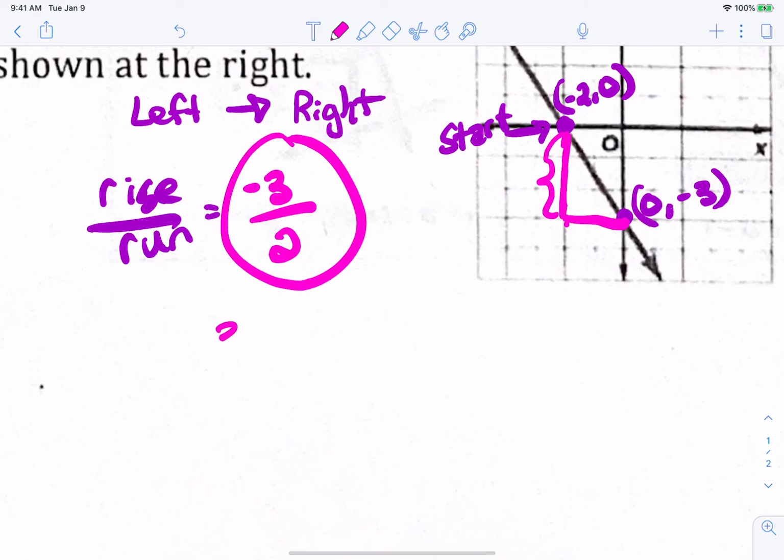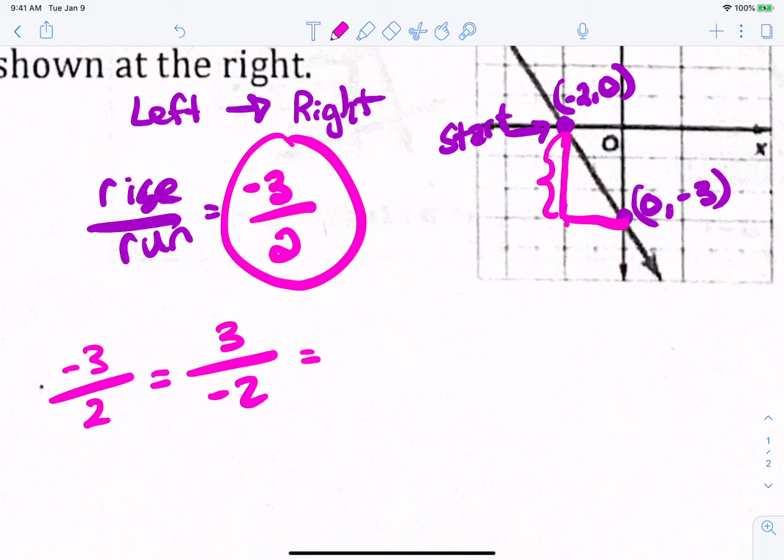Now, Jake Hodson this morning said, I did it differently. He said, I got 3 over negative 2. Does that work? Is negative 3 over 2 different than 3 over negative 2? No, they're the same thing. You can put the negative in the top or the negative in the bottom, or you can put the negative out front. All of those mean the same thing, as long as you only have one negative.